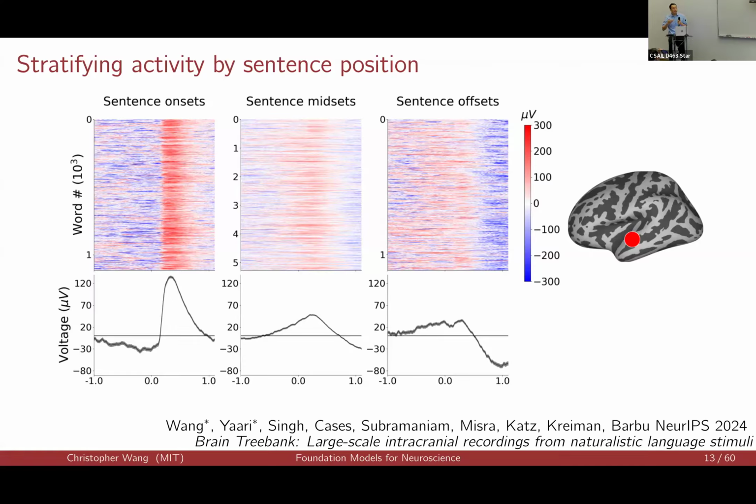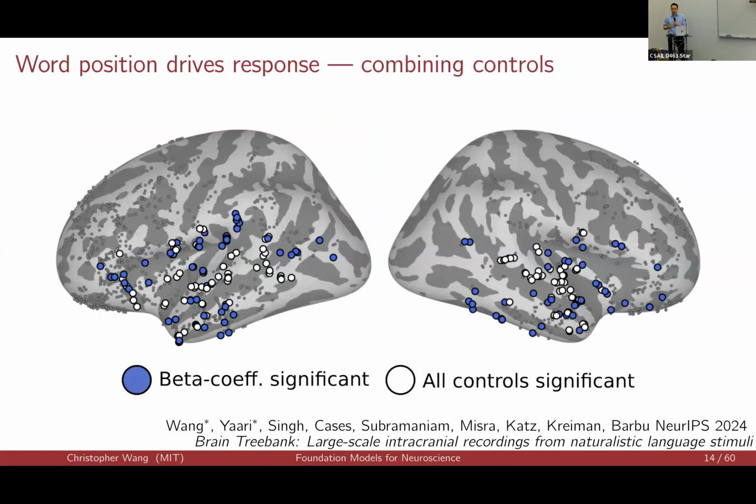And you can subset this data further, controlling or balancing for other covariates. And when you do this across the brain, a picture emerges of what is being processed where. So here in blue, those electrodes for which position in sentence is a significant predictor, as assessed by the GLM analysis, and in white, the subset of electrodes that passes the more stringent control test that I was just describing.